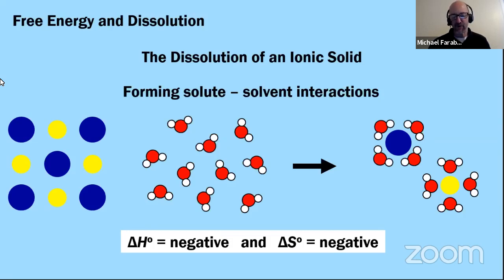And again, when you form an attractive force, that is going to release energy. So breaking a bond absorbs energy, forming a bond releases energy. So negative delta H and negative delta S because of a slight decrease in entropy. All right, so I've got some AP practice problems to do, and then that will wrap us up here.